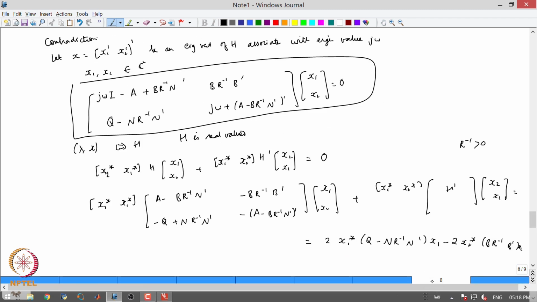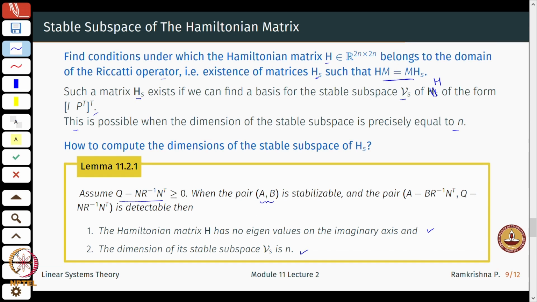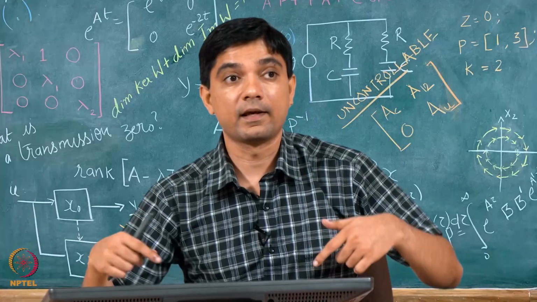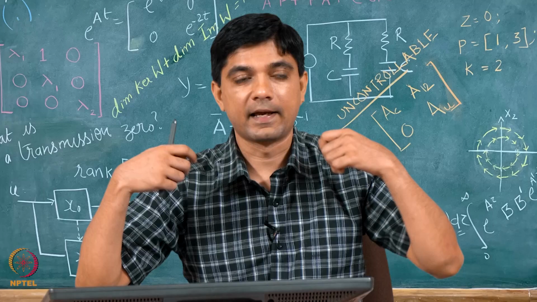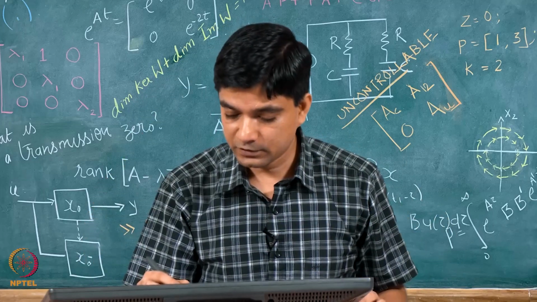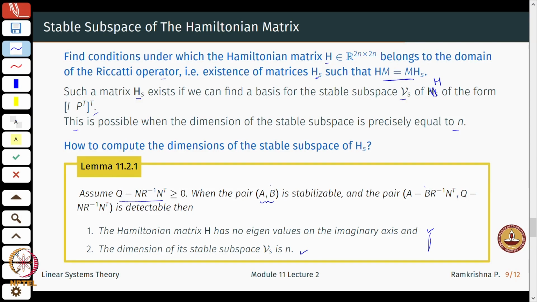Okay. Now, let us go back to the theorem statement. When (A, B) is stabilizable and this pair is detectable, then these things happen. Now, when I assume that there are eigenvalues on the imaginary axis, these two conditions are violated, and therefore the Hamiltonian matrix H has no eigenvalues on the imaginary axis, and therefore the dimension of its stable subspace is n. One step we have proceeded further.